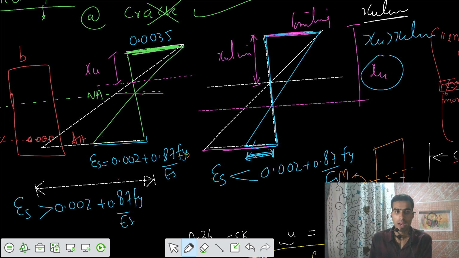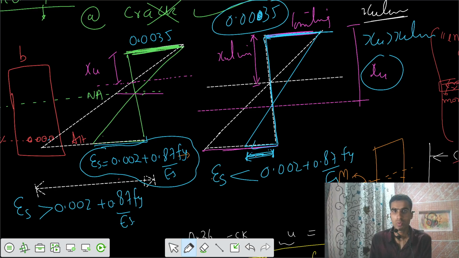Because for a balanced section we have strains of this value, but in the case of XU greater than XU limiting, your strain on the top side was 0.0035. That means when the strain in the top side of the compression zone was 0.0035, at that particular location, simultaneously we have a strain in steel that is lesser than the minimum value. The minimum value the code prefers.